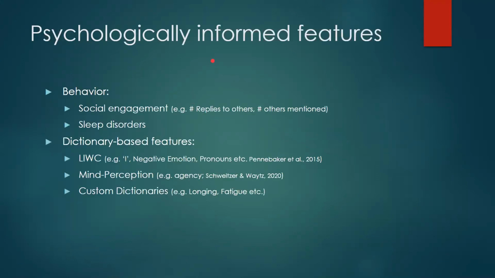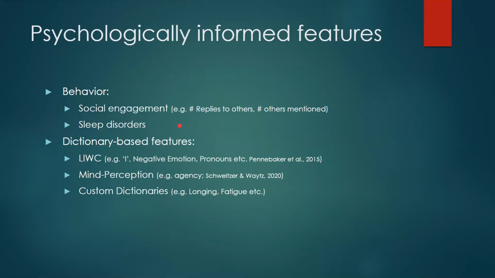Our psychology-informed features were from behavioral features. We used social engagement, as if you engage more socially, you are less likely to commit suicide. And sleep: we figured out that if you're tweeting late at night, that would correlate positively with depression.